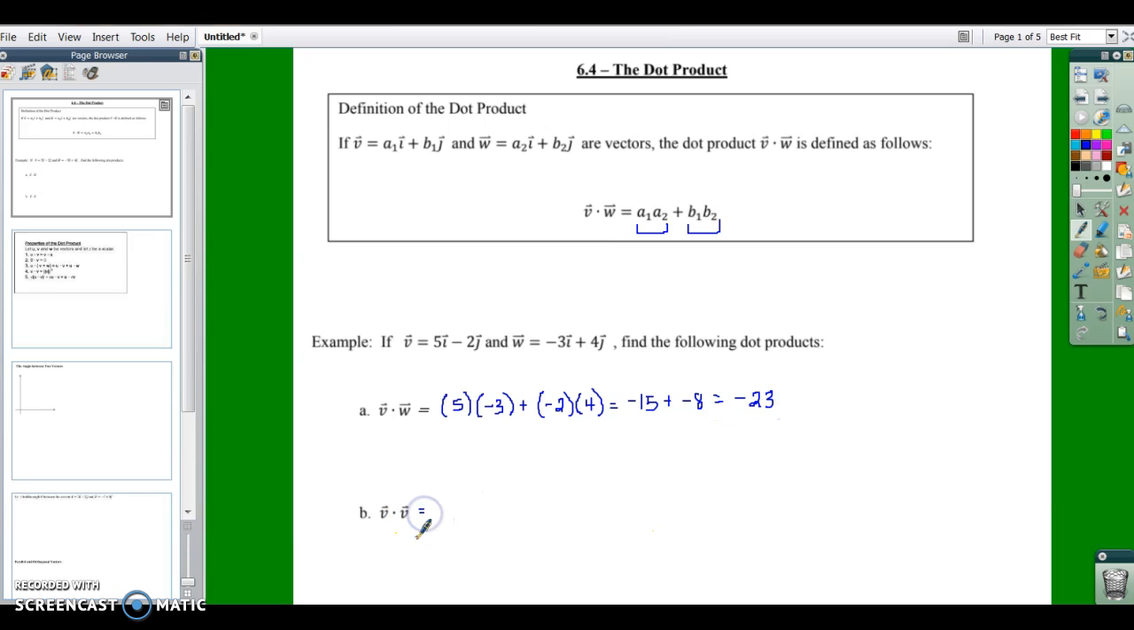Similarly, we can take the dot product of a vector with itself, and that would just give me 5 times 5, plus -2 times -2, which is going to give me 25 plus 4, or a total of 29. So you see we just get a scalar quantity that doesn't have direction.